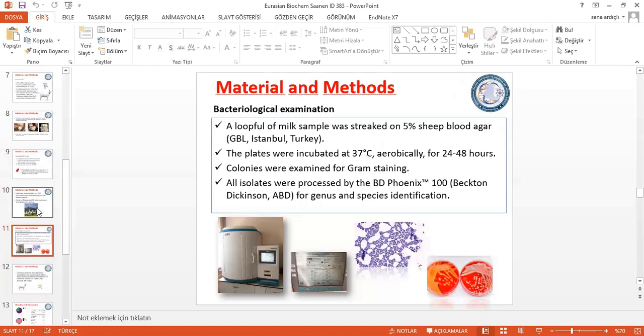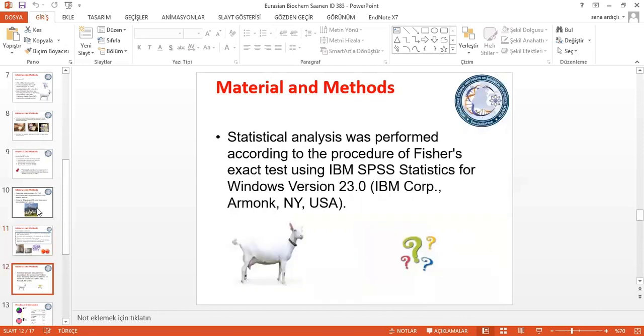A loopful of milk sample was streaked on 5% sheep blood agar. The plates were incubated at 37 degrees Celsius aerobically for 24 to 48 hours. Colonies were examined by Gram staining. All isolates were processed by the BD Phoenix 100 for genus and species identification. Statistical analysis was performed according to the procedure of Fisher's exact test using SPSS software.